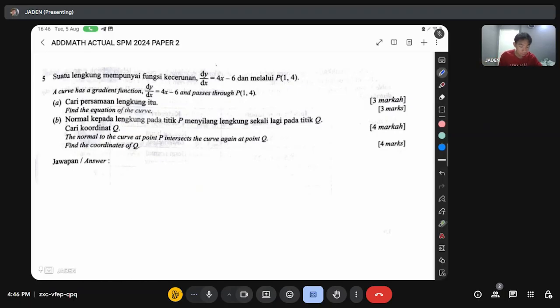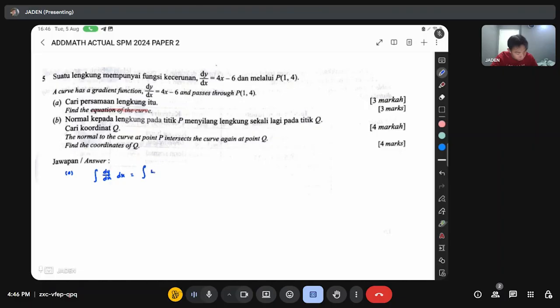Okay, let's go. A curve has a gradient of dy/dx equal to 4x minus 6 and passes through P(1, 4). Find the equation of the curve. Alright, if you want to get the equation of the curve, you have to do integration. Integrate what? Integrate dy/dx, which is the gradient function. So my very first step for part A is to integrate dy/dx.